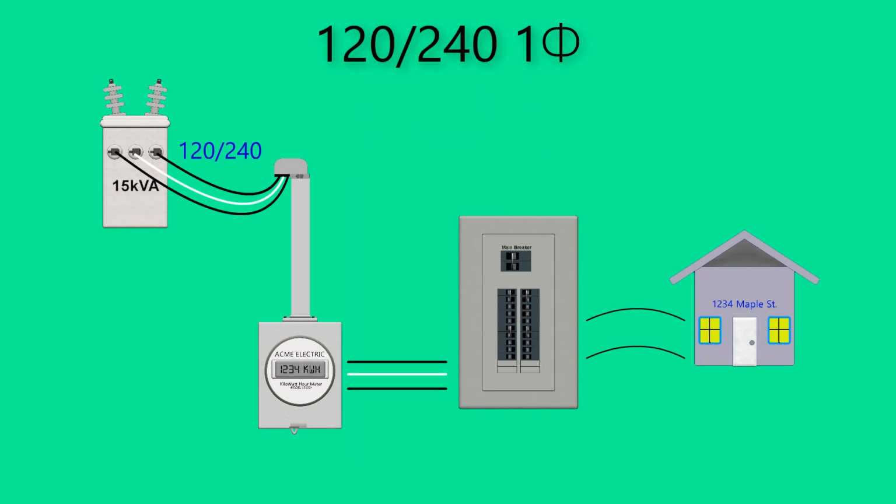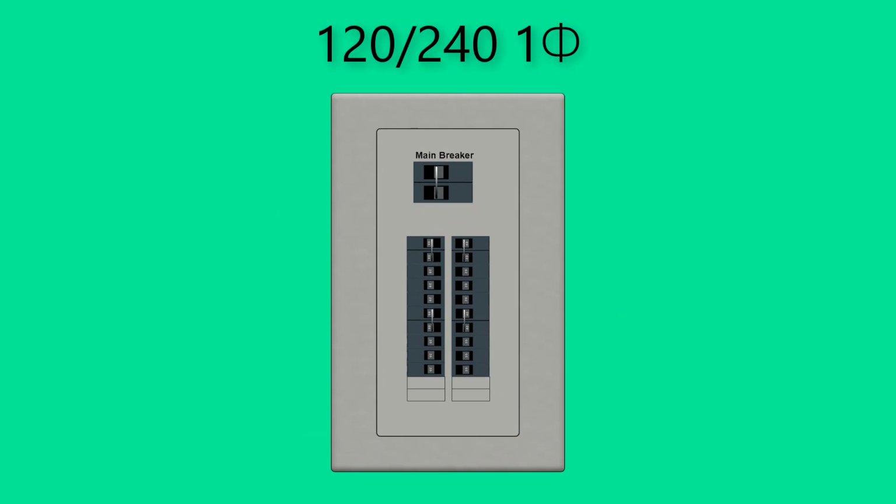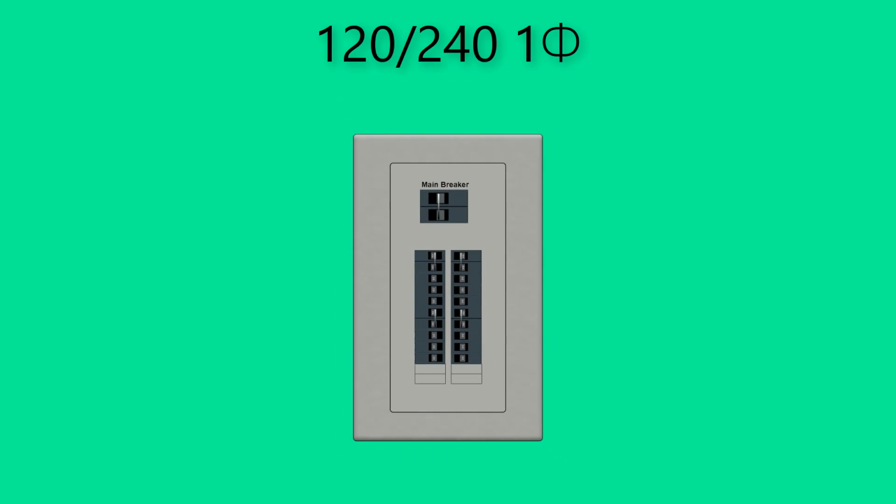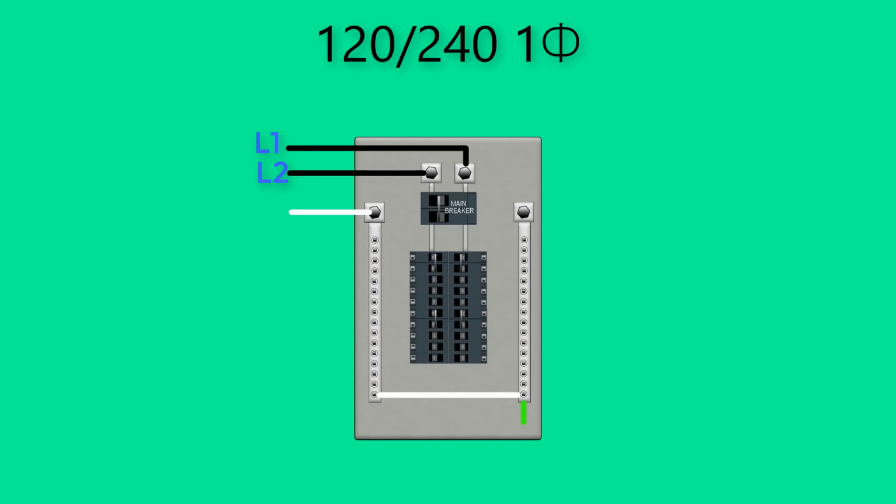Most residential services and some commercial services are supplied with a 120, 240 volt service. The service is supplied by a transformer. The power is then metered and supplies a breaker panel. Inside of the breaker panel, the feeder wires from the meter are fed to a main breaker. The main breaker supplies power to the branch circuit breakers. The power to the panel consists of a white, neutral conductor and 2 hot conductors. These may be called line 1 and line 2.